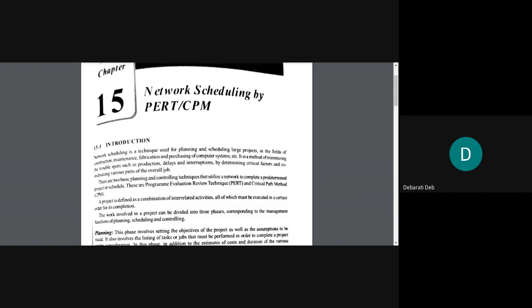Then how is this done? It is done by determining critical factors and coordinating various parts of the overall job. So you have to determine the critical factors. Suppose a particular project is going to carry on for two long years. In these two years, there will be summers, winters, and monsoon, right? The seasons will change. And suppose the project is such that it cannot work during winter, so you have to consider that critical factor while determining the schedule.